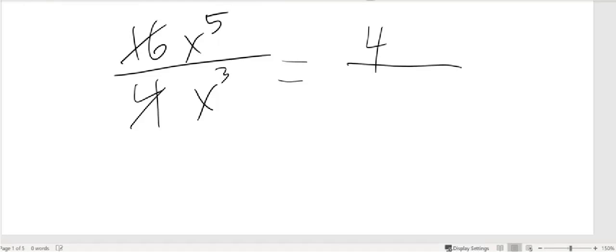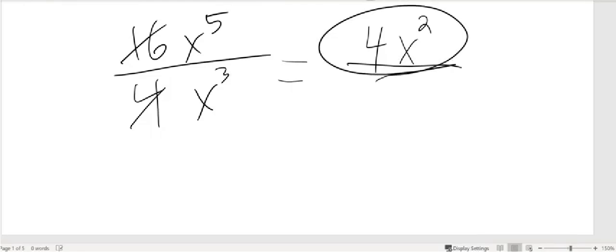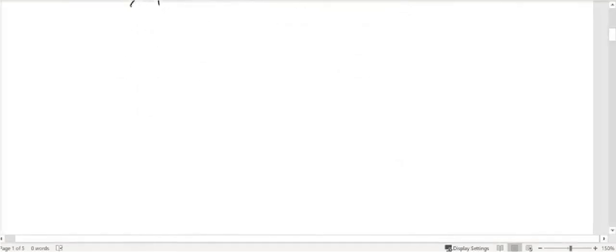Now, x's. 5 of them on top, 3 on bottom. In your head, cross them off. Okay, there's 2 left. Now, where do those 2 go? Well, then x to the fifth on top is bigger. So I'm going to put the x squared on top. That's why it goes on top. So there is my answer. And you can put it all over 1 if you want. It's up to you. But you don't have to.